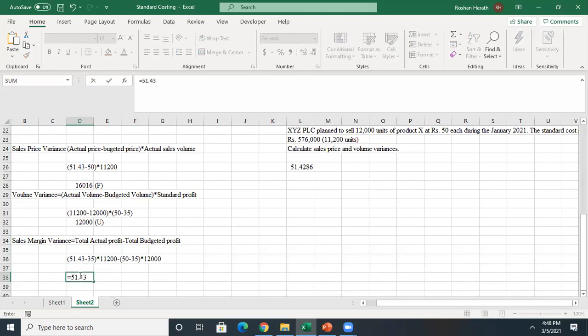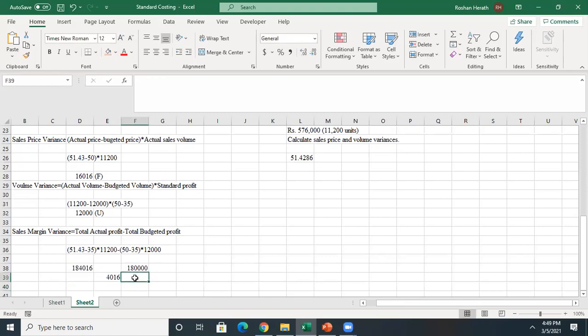So if you take that 51.43 minus 35 into 11,200. Here it was 15 into 12,000. So if you take the difference, there it comes 184 minus 180, 4,016. It's a favorable one. So in fact, that coincides. No? 16,016, 12,000. So once you take that, it's 4,016. So it suggests we have done it correctly.